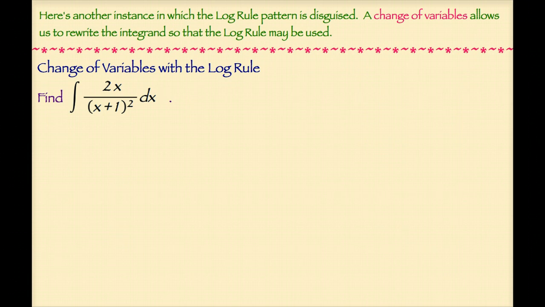Here's another instance in which the log rule pattern is disguised. We're going to use a change of variables technique, which will allow us to rewrite the integrand so that the log rule may be used. As we examine this integrand, we can see that it is definitely not your typical du over u pattern. Even if we decided to FOIL out this denominator, x squared plus 2x plus 1, we could see that if this is our u, this is still not completely our du.